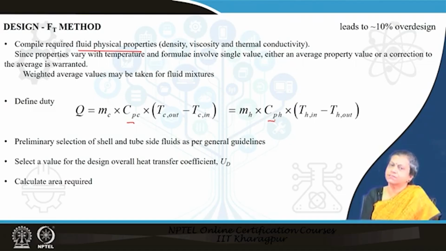For viscosity there is a state correction, where the correction has to be made if you find that the viscosity of the bulk fluid and the viscosity at the wall temperature are quite different.